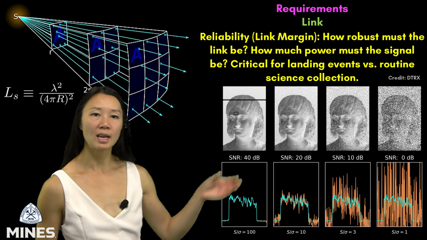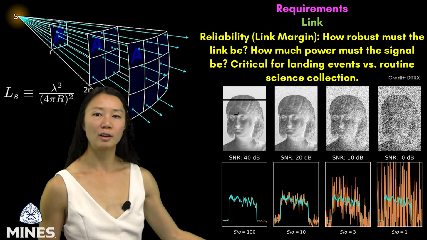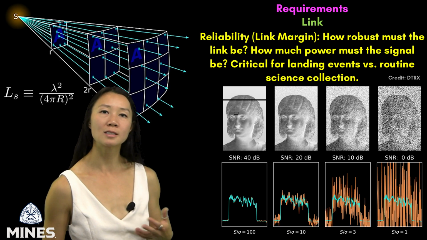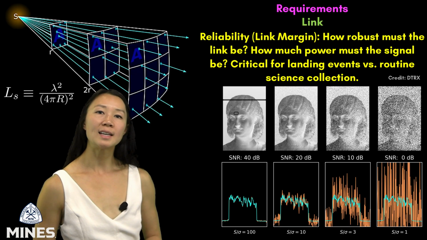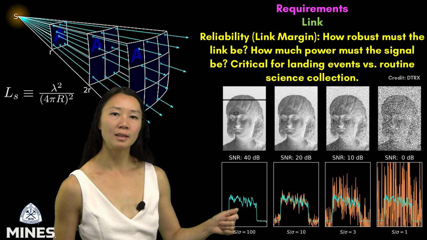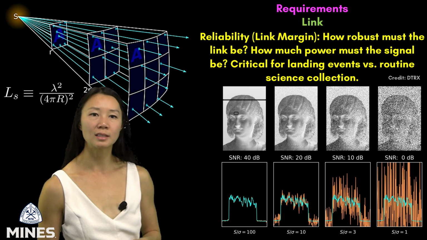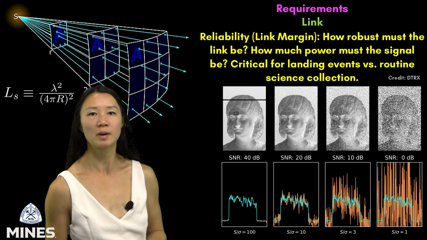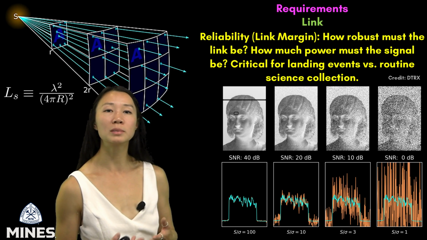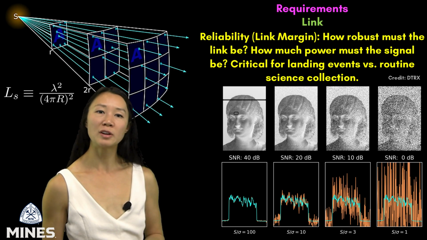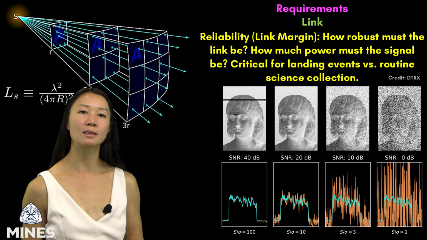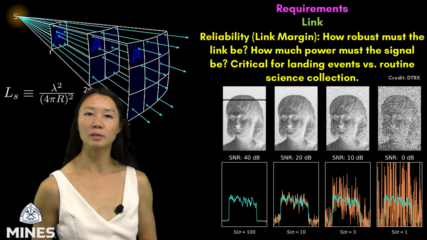On the far left, a high SNR of 40 decibels gives us a clear image and a distinct signal waveform. As SNR drops to 20 decibels and then 10 decibels, the image gets progressively noisier and the signal becomes harder to distinguish from the noise. At 0 decibels, the signal is completely buried in noise, rendering the image unusable. This clearly demonstrates why a high SNR is critical for clear and reliable data.